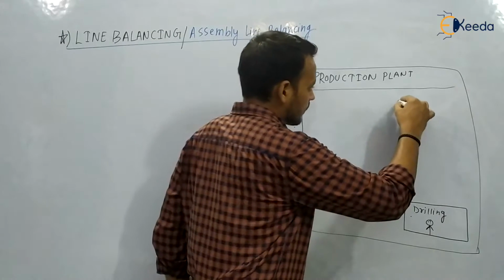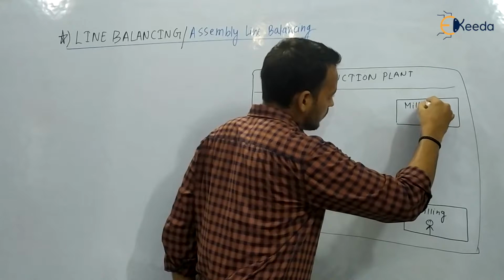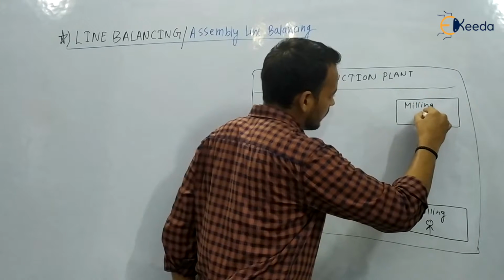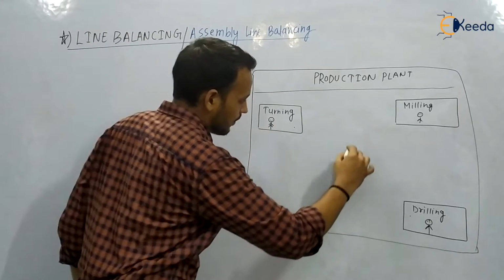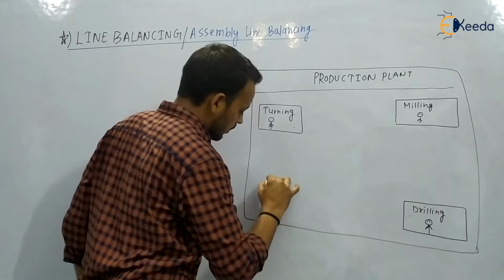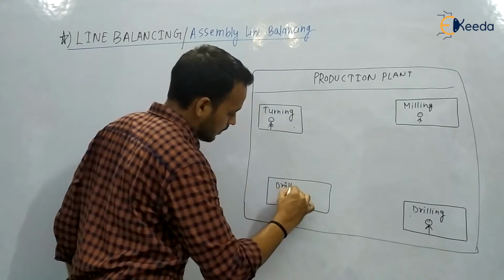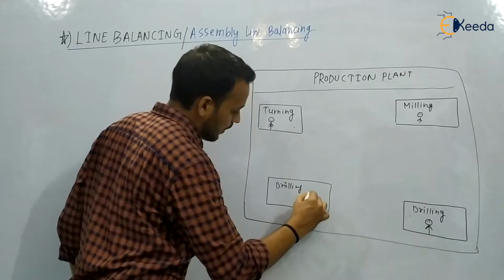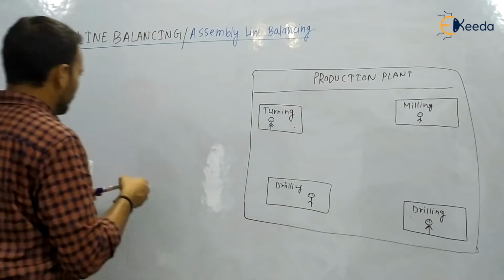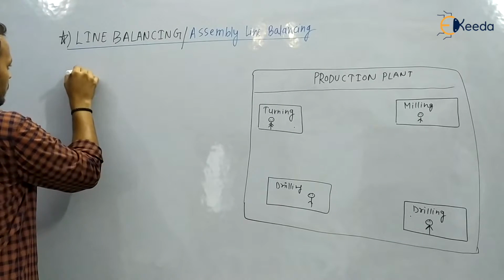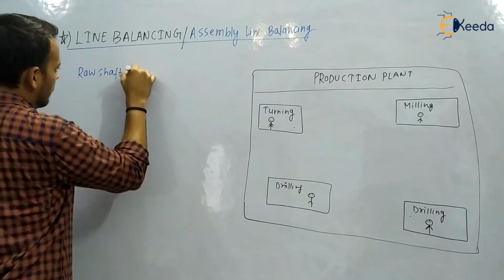Suppose we have to perform the milling operation, and the milling machine is present at this corner of the production plant, and somewhere here we have kept our drilling machine. For the drilling machine we have to move to this place. So suppose I have got a raw shaft, like this.